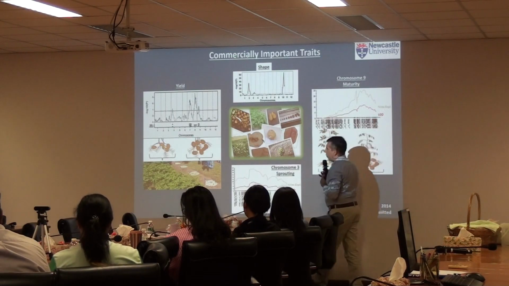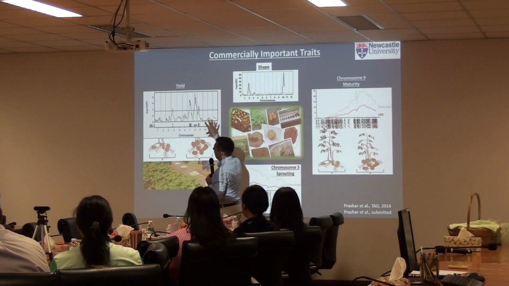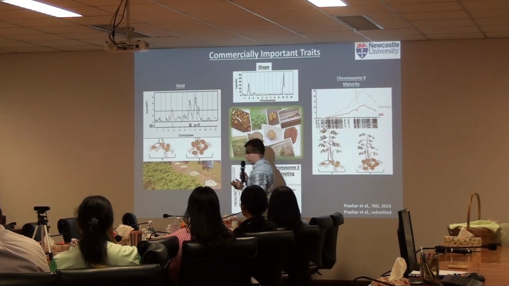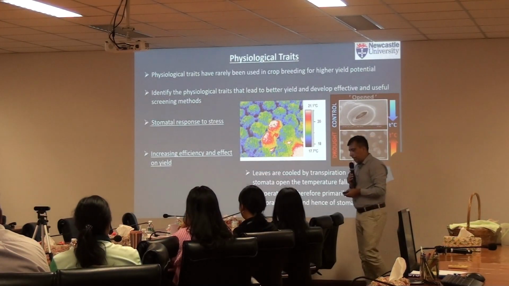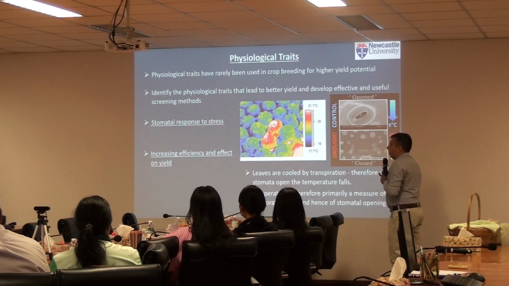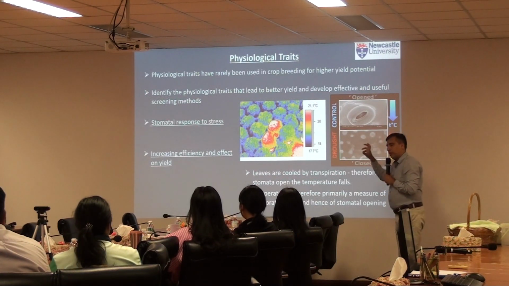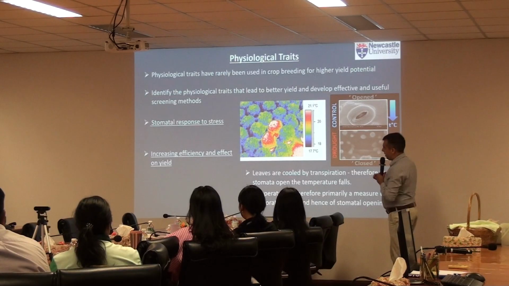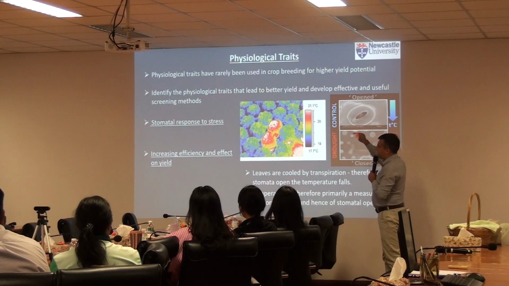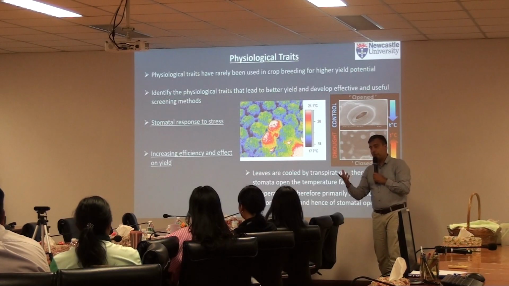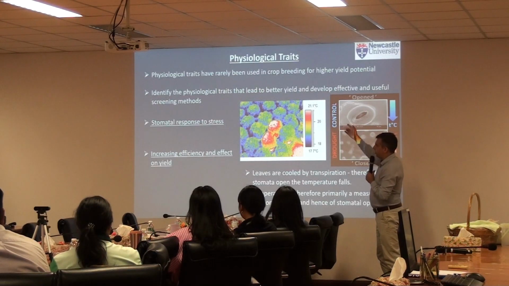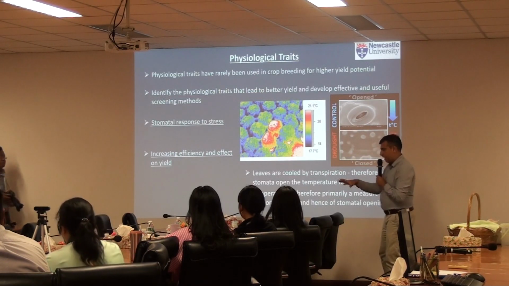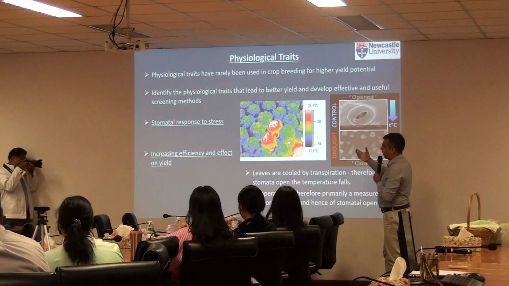But we don't know half of the traits which are indirectly related to these traits. For that reason, I am pretty interested in something called physiological traits. There are two reasons behind this. Most of these physiological traits have rarely been used in crop breeding. One of the main reasons is that we never used to have a measurement for the whole field for these physiological traits. We only used to look at 5 or 10 plants. Things have changed, and they're becoming much, much better.